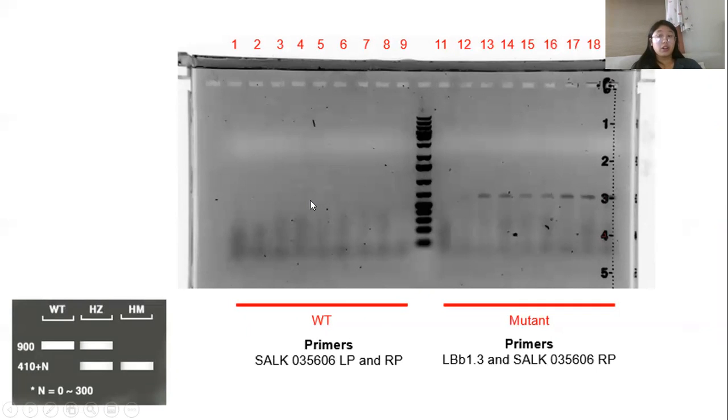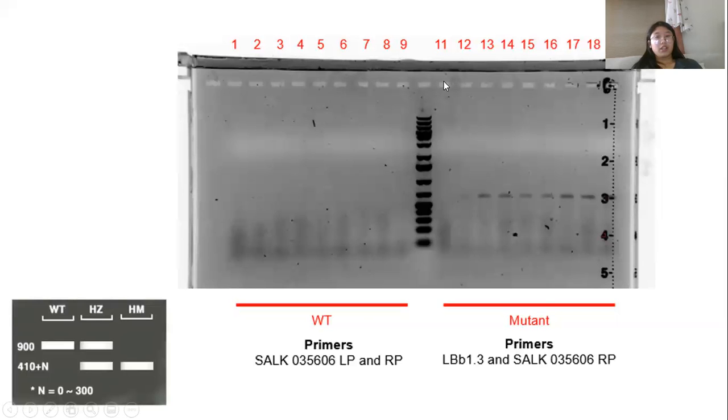Since the insertion is so large, regular wild-type primers will not be able to replicate the DNA through PCR efficiently. However, with the addition of mutant primers, particularly LBb1.3 on the left border, the DNA will be able to be replicated if there is an insertion within that line, and there is an insertion within that line. As we can see here, there's a band around the 1 kilobase pair region.